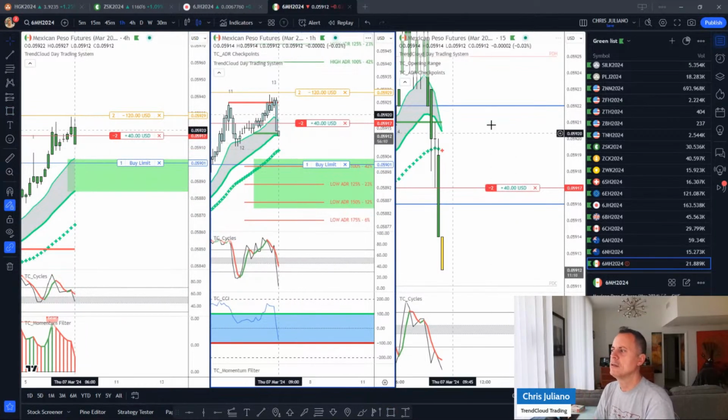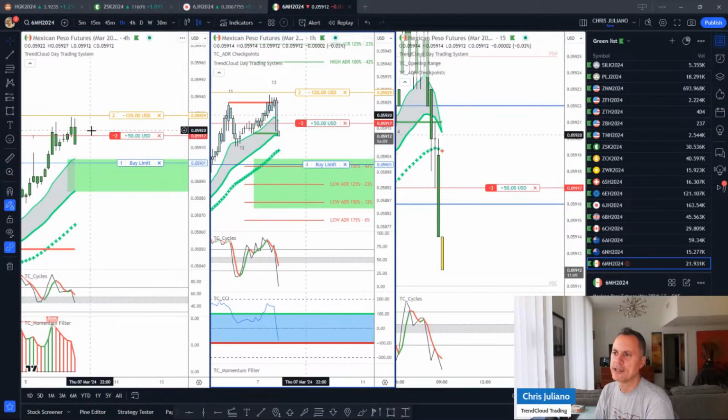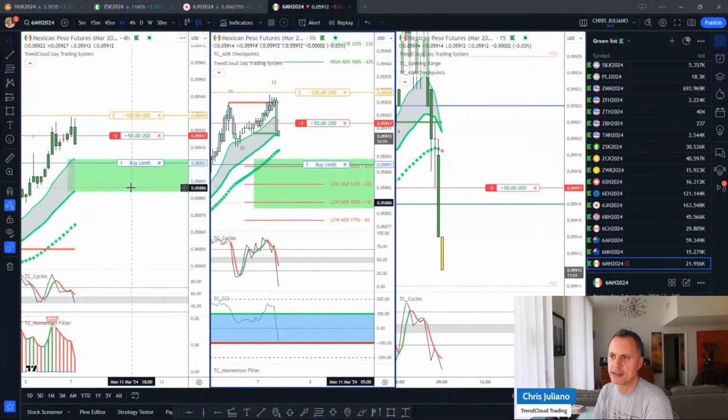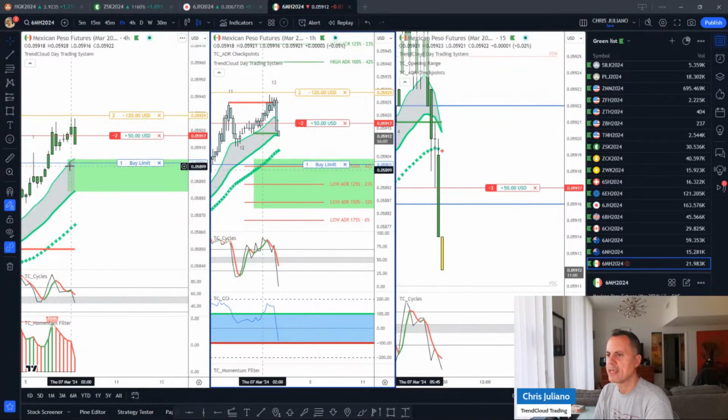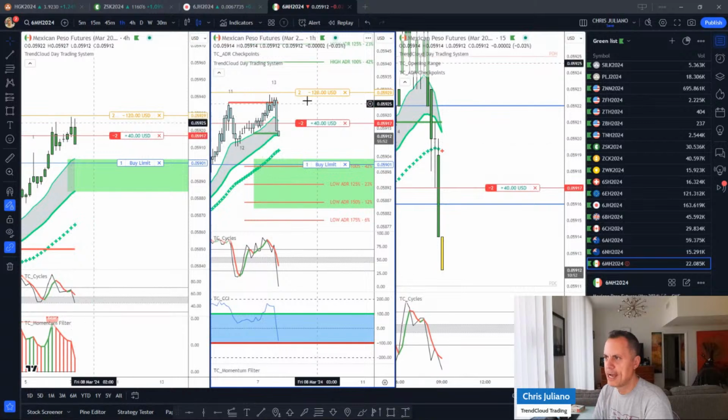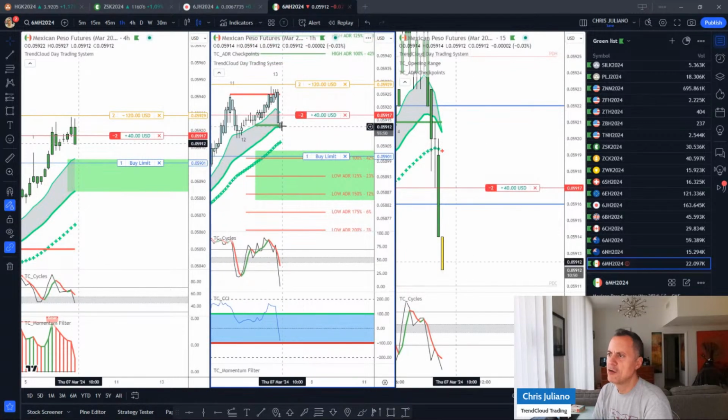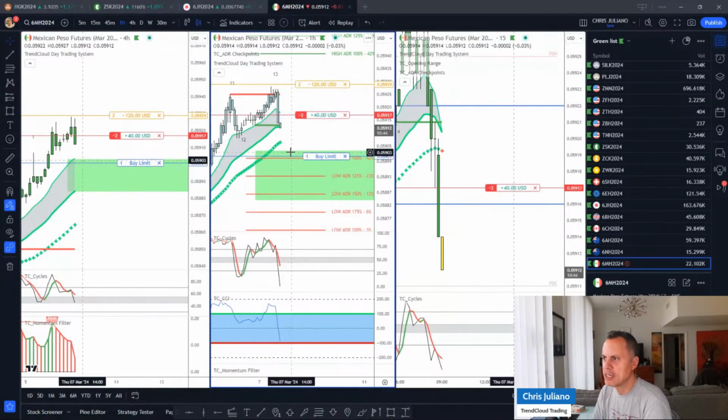So what I love about TrendCloud is that it's telling me exactly where my target is. Here's my target. It's on the high time frame inside of the trend cloud. See that? And the extended trend on the 1 hour chart is letting me know that price wants to break below the 50 and recalculate down here.